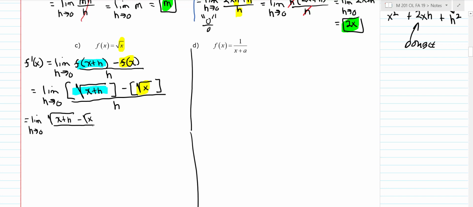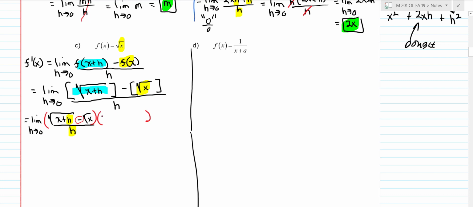all over h. We have a 0 over 0 limit right now. I mean, if you think about it, if you just replaced h with 0, you'd get 0 over 0. You can do that in your head. Well, turns out there's a little trick to this. You need to make those radicals go away, so we multiply by what's called the conjugate.